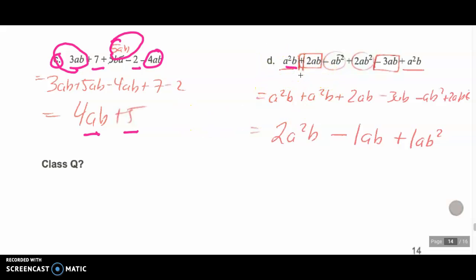Just be careful with a question like this, that you're aware that it's kind of similar variables here, but they're not like terms. Okay, they have to be the exact same. And that's it. Okay, so collecting like terms, coefficients, constants, variables, lots of fun.